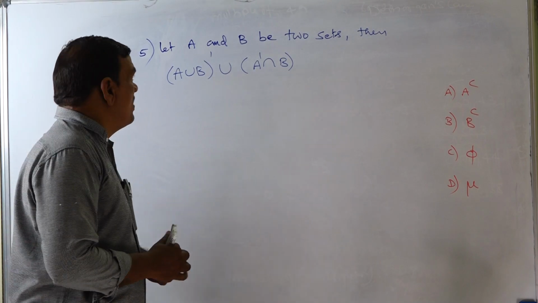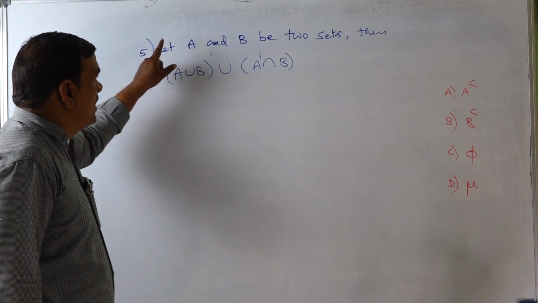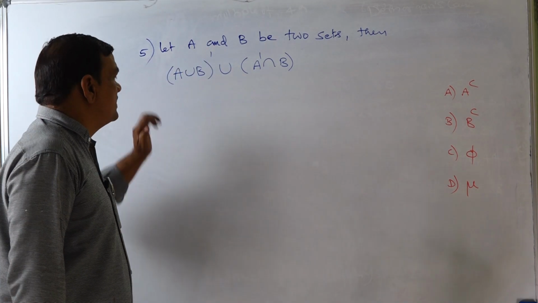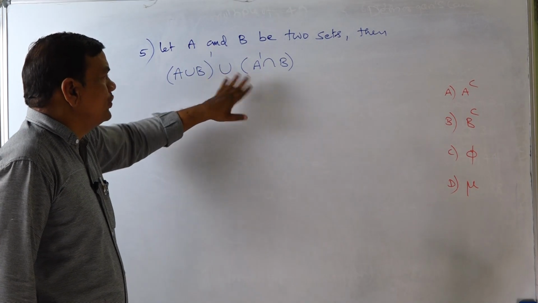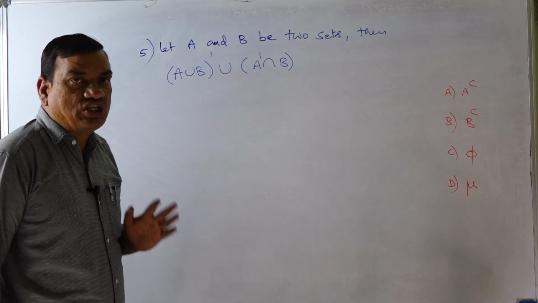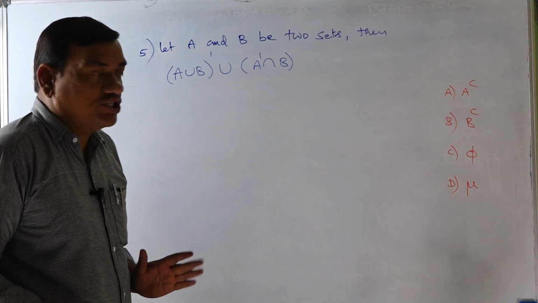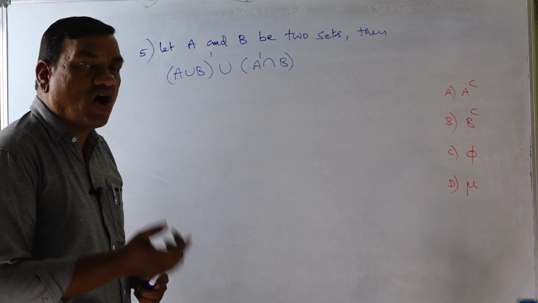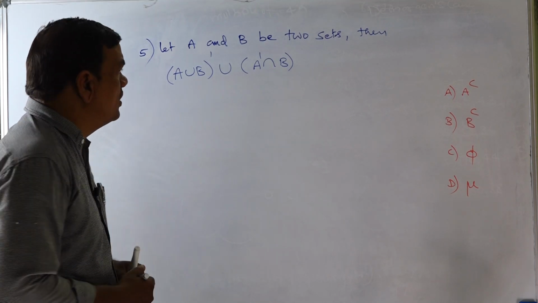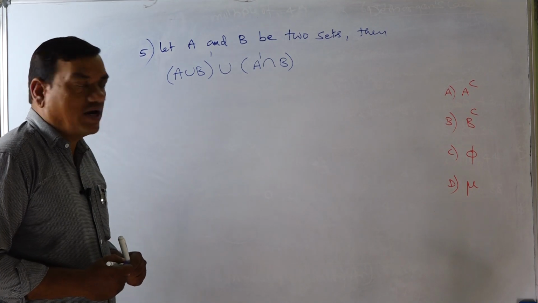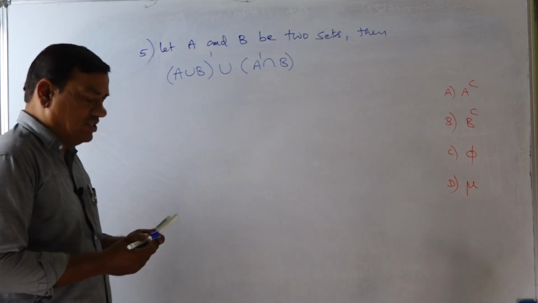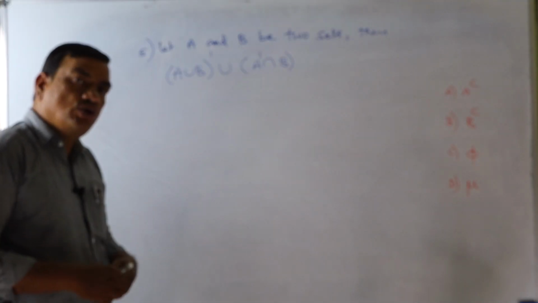Dear students, welcome to the fifth problem. Let A and B be two sets, then (A union B) whole complement union (A complement intersection B). So by seeing this problem, don't get any tension. You can apply the formulas, or otherwise you can draw the Venn diagrams also. First you apply the formula, but it is easy to solve this problem using formulas.